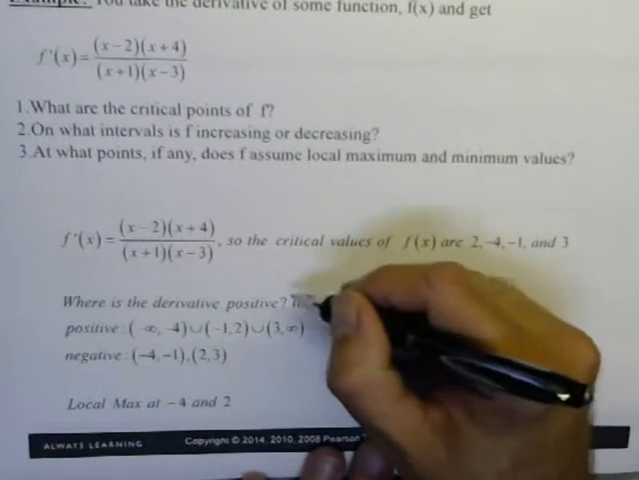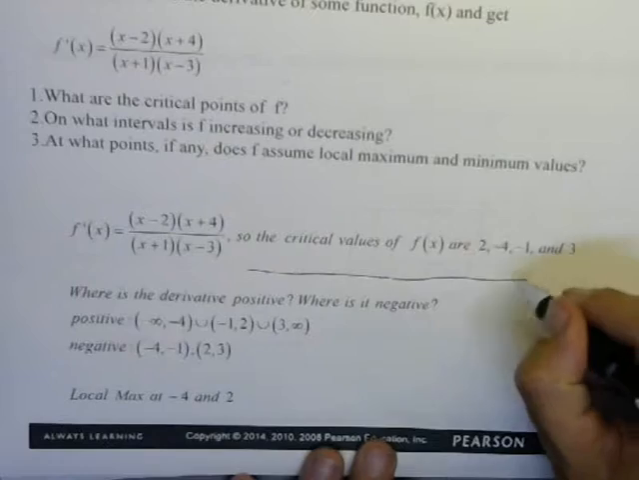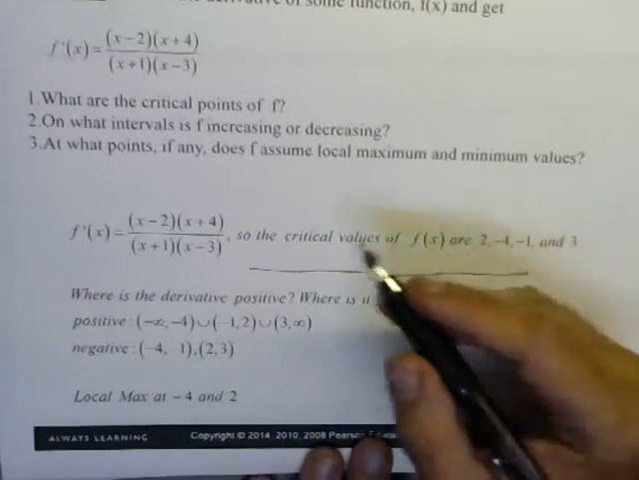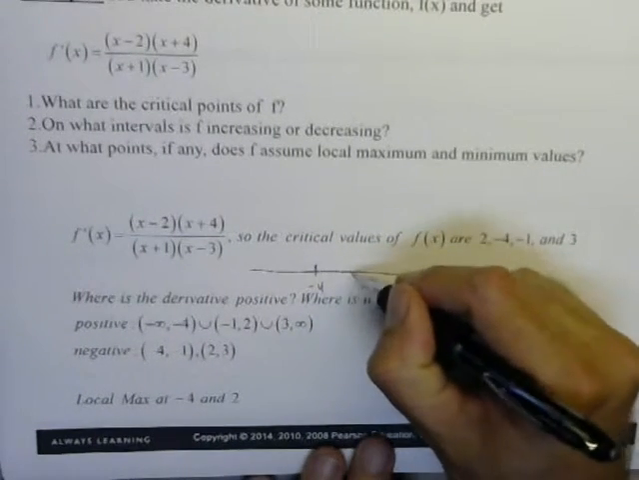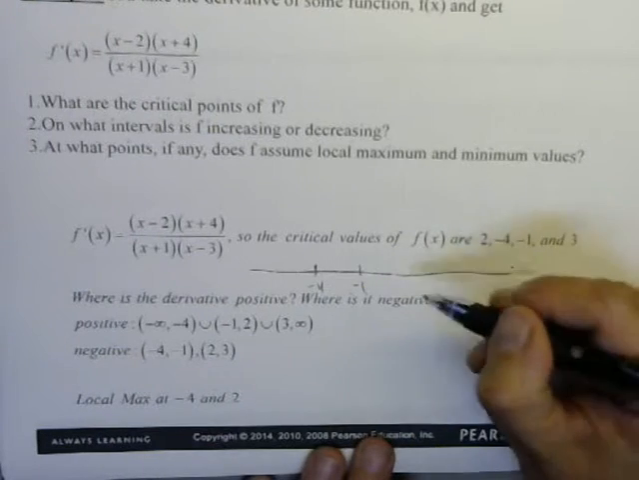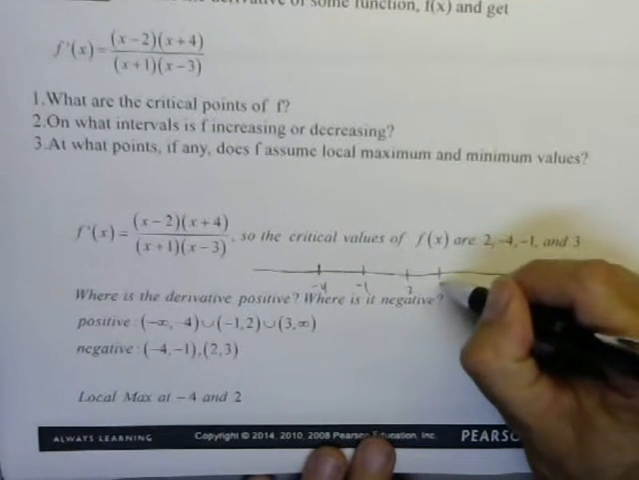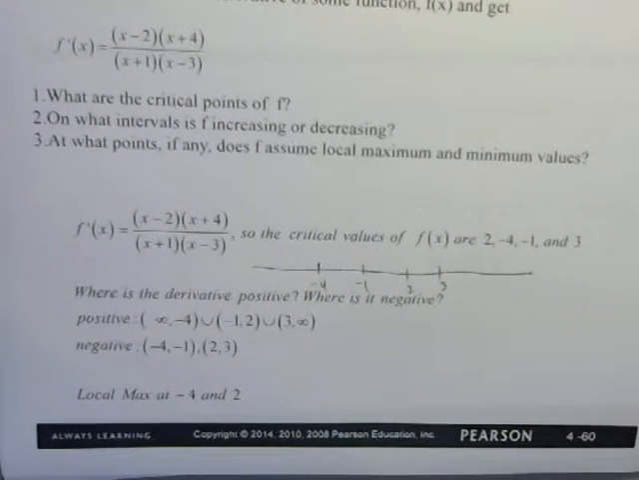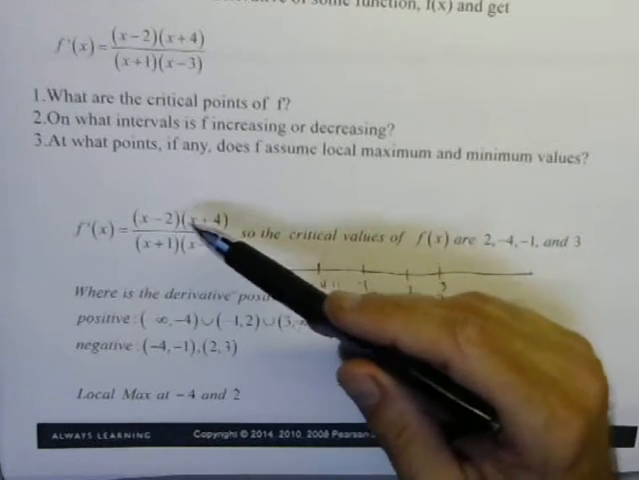So just mark the critical values on the number line, right? In this case, you've got -4, -1 is somewhere over here, 2 is here, and 3 is here. And I'm not saying this is proportional or anything. But then just pick a number in each interval and see what it does to the derivative, right?